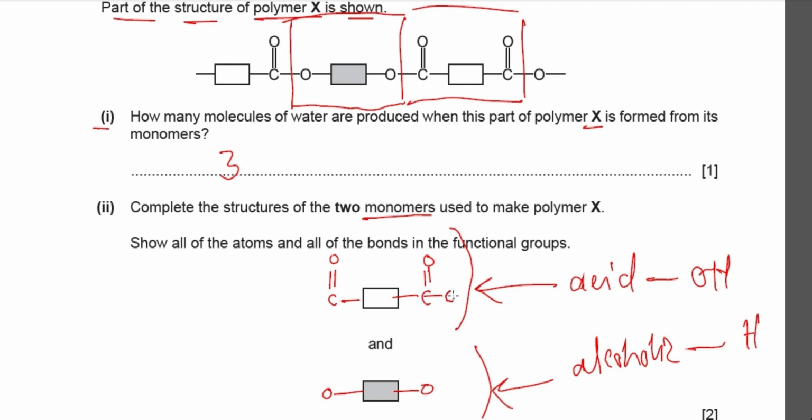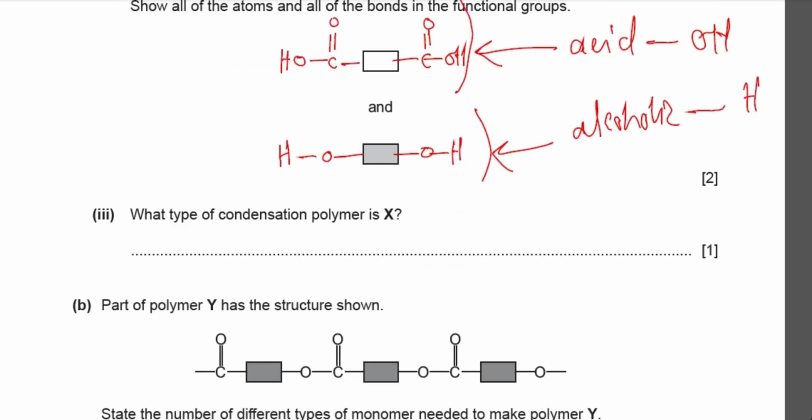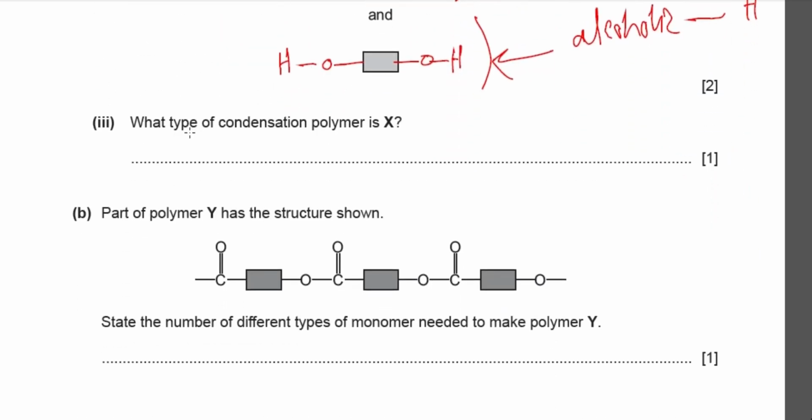So here you are going to attach OH, and here you are going to attach OH as well. But in this case you are going to attach H, and in this case H. So both the monomers are complete. One is a dioic acid, the other is a diol. When they combine, they will give us this type of polyester. Hopefully you understand. Next, it says name the type of condensation polymer X. As I said, this is a polyester containing multiple ester bonds. Okay, this is polyester.